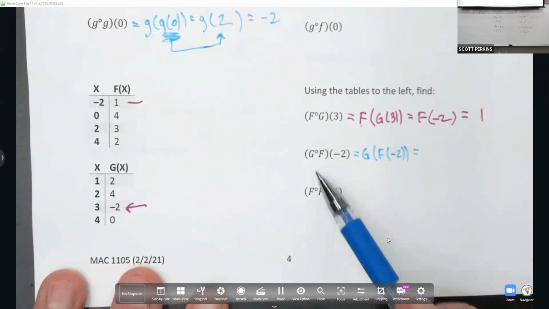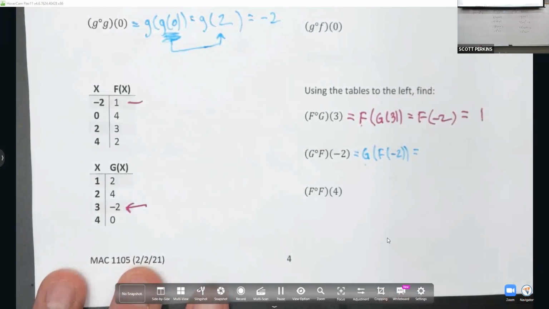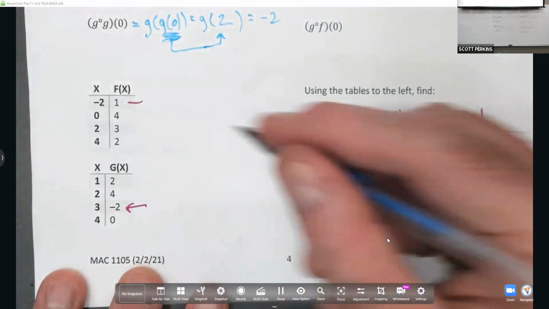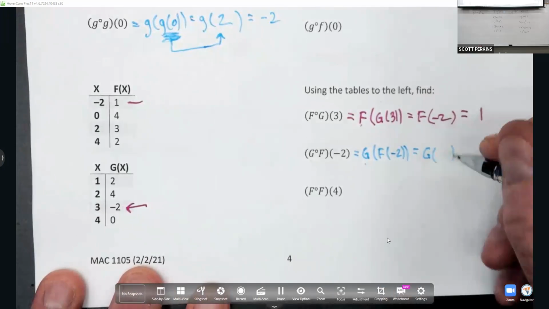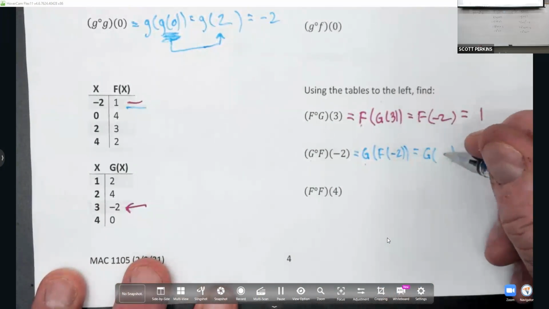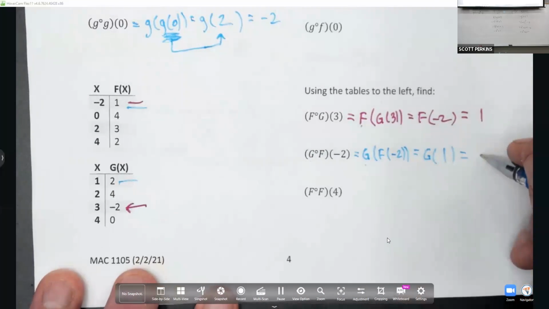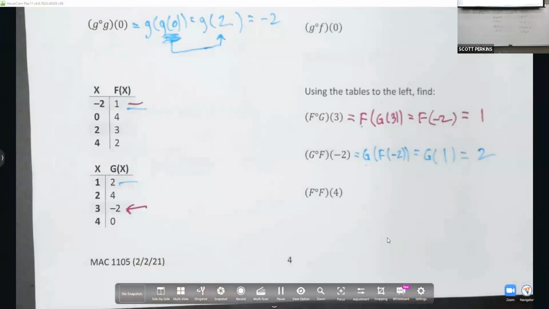All right, the g comes first, so I put it on the outside. On the inside, I have f of -2. So we just did f of -2. That is on the top one, and I've already marked it. When I plug -2 into f, I get 1 out. And then when I plug 1 into g, I get 2 as the output.